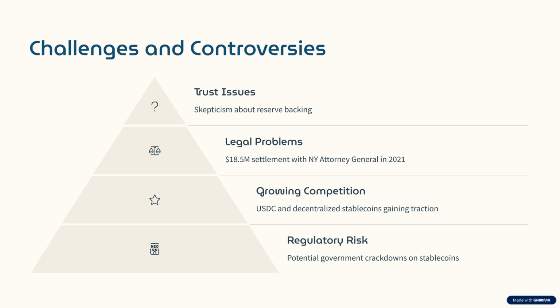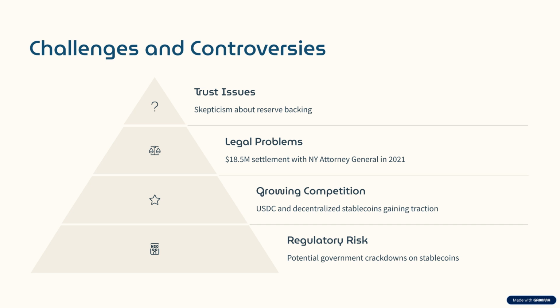But there are challenges. Let's be honest, trust remains the elephant in the room. Tether Limited is a centralized entity based in the British Virgin Islands. It's faced lawsuits, fines, and constant skepticism from regulators and media. In 2021, it paid an $18.5 million settlement with the New York Attorney General for misleading claims about its reserves. While Tether has improved transparency since, it still refuses full audits, a major point of criticism.